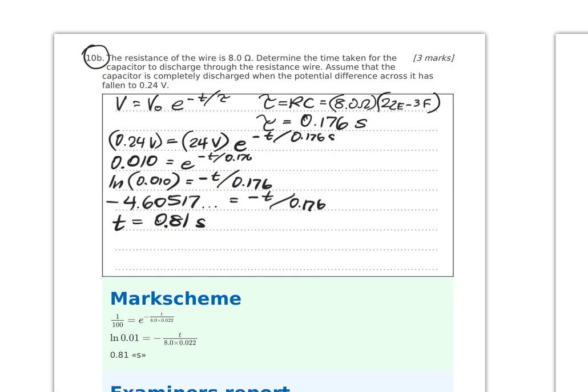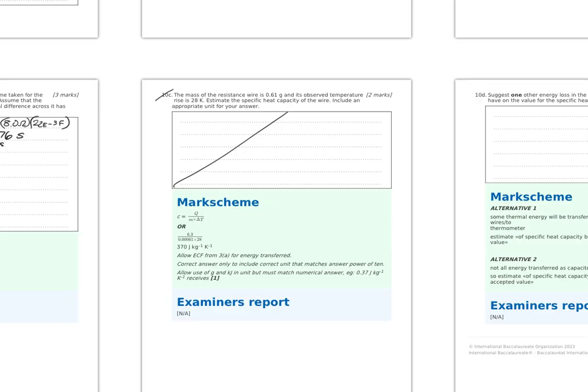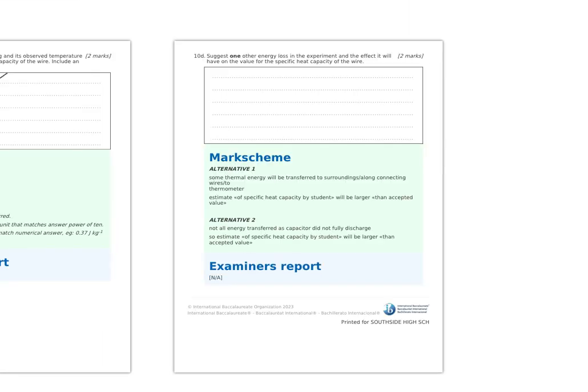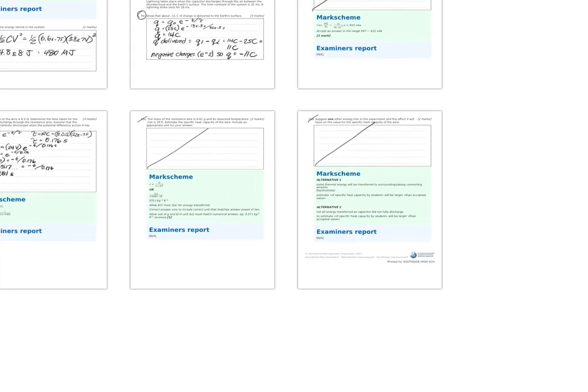Yeah, so we do V is V naught e to the negative t over tau. Tau is RC, so that's 0.176 seconds. Throw our numbers in. V after is 0.24 volts. V naught is 24 volts. Don't forget to take the natural log of both sides to get rid of e, and we get 0.81 seconds in the end. 10C specific heat capacity, we're not doing that. Question about the heat capacity and thermal energy losses, not really an 11.3 topic.